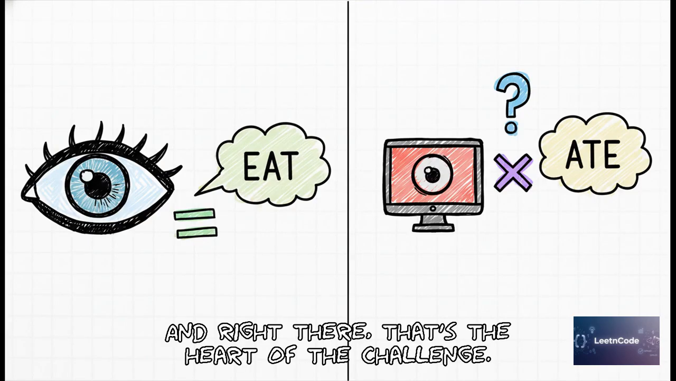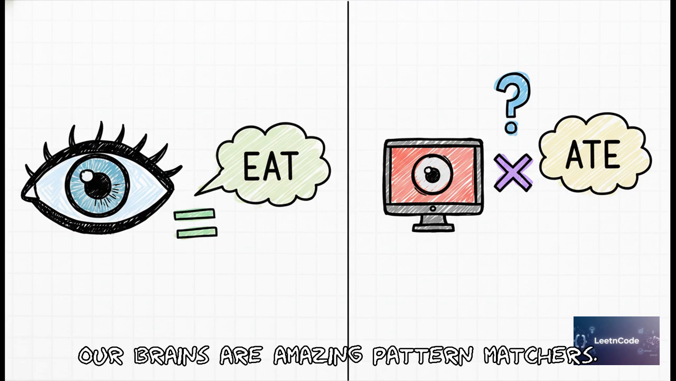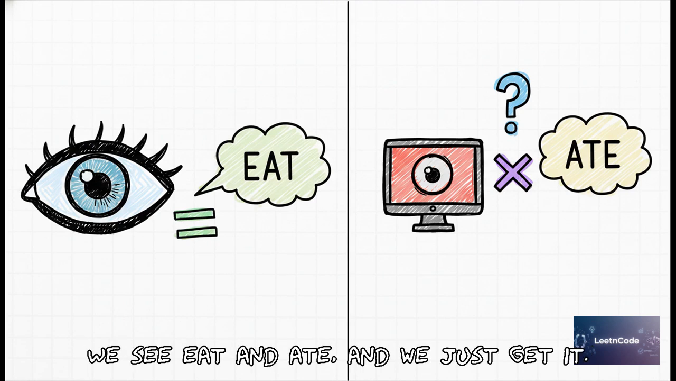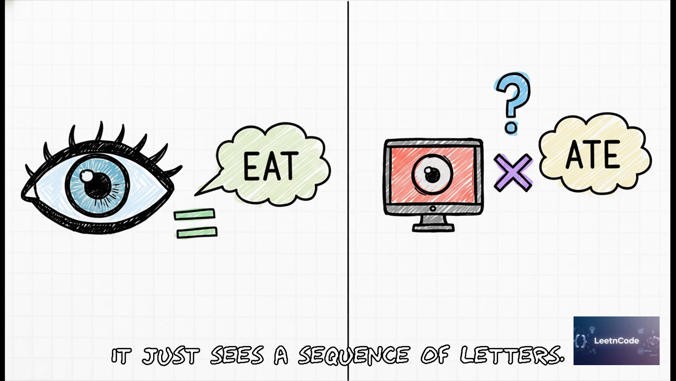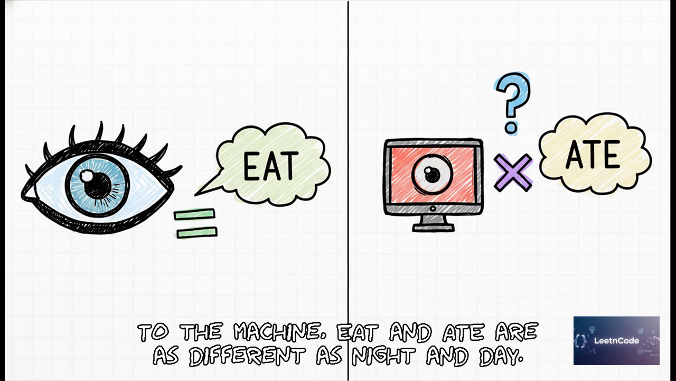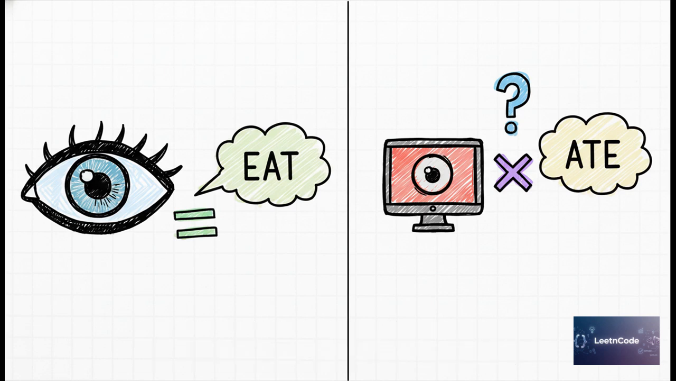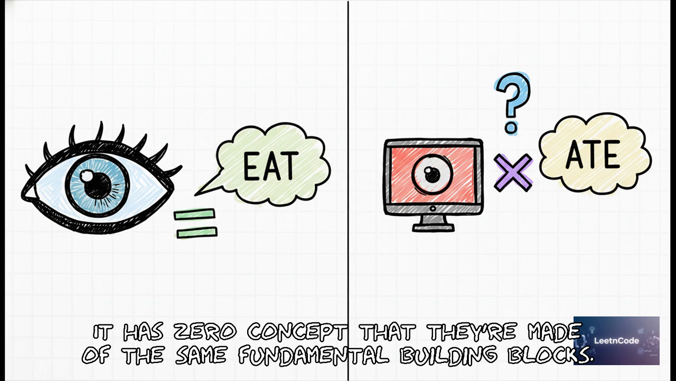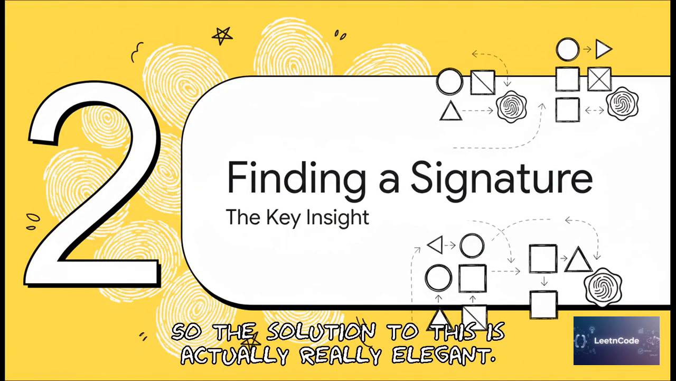And right there, that's the heart of the challenge. Our brains are amazing pattern matchers. We see eat and ate, and we just get it. But a computer, it just sees a sequence of letters. To the machine, eat and ate are as different as night and day. It has zero concept that they're made of the same fundamental building blocks. So the solution to this is actually really elegant.